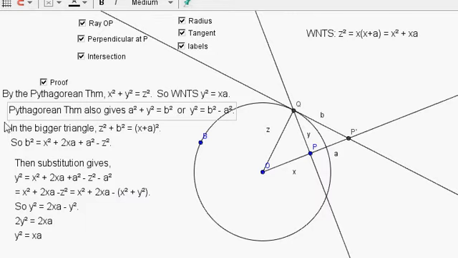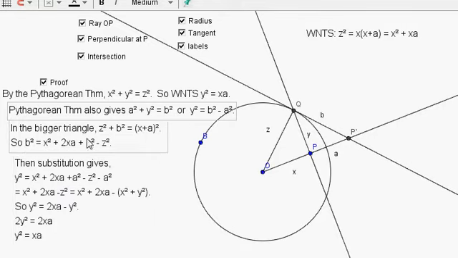Then we have to look at a couple of other triangles. We also have that a squared plus y squared equals b squared. That's this triangle, a squared plus y squared equals b squared. So we could subtract and get that y squared equals b squared minus a squared. In the bigger triangle, z and b are the legs and x plus a is the longer side. So z squared plus b squared equals our hypotenuse squared, x plus a squared. We can FOIL that out and subtract z squared from both sides to get b squared equals x squared plus 2xa plus a squared minus z squared.